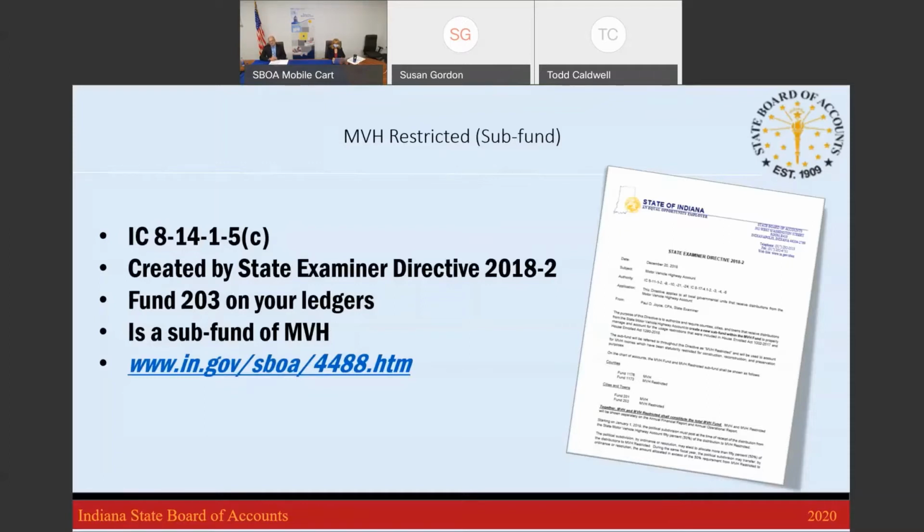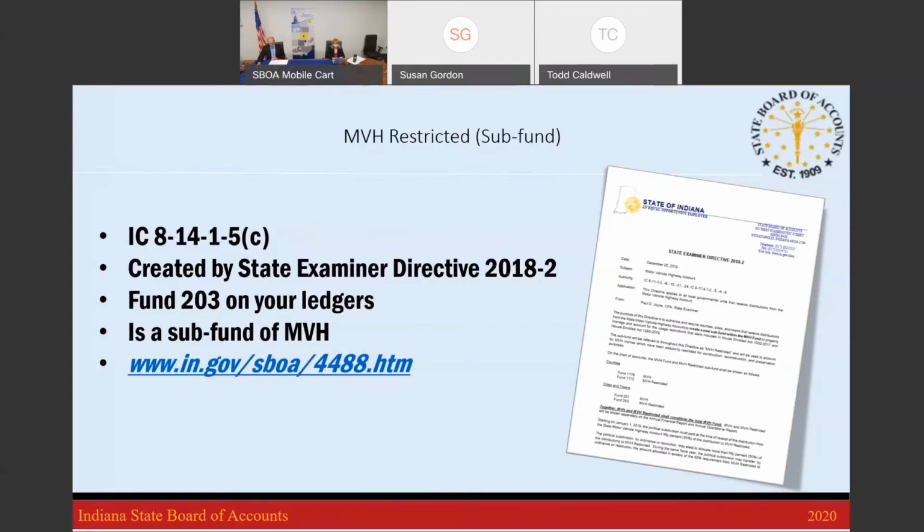For transparency and accountability purposes on those restrictions and that restricted money, the State Examiner issued Directive number 2018-2, which instructed cities and towns to create a subfund on their ledger and to number that subfund number 203. Now, subfund means it's technically still part of MVH, but it's got to be accounted for on your ledgers and reported in the annual financial report separately from other MVH monies.